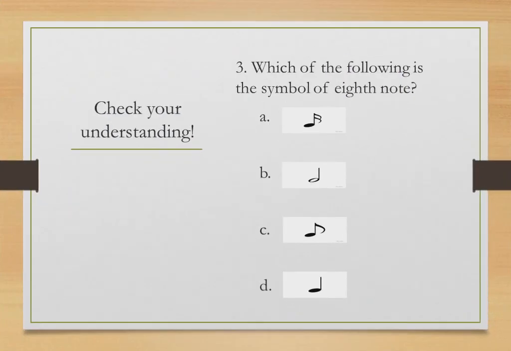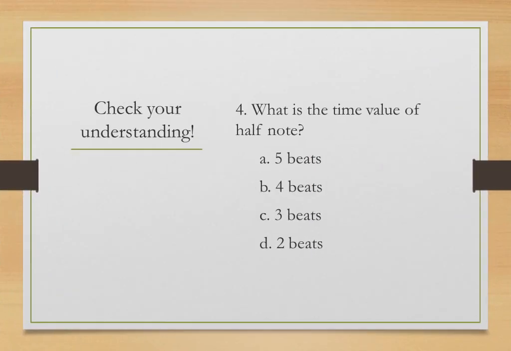Question number 3. Which of the following is the symbol of eighth note? Is it letter A, B, C, or D? The symbol of eighth note is letter C. Question number 4. What is the time value of half note? A, 5 bits, B, 4 bits, C, 3 bits, or D, 2 bits? The time value of half note is 2 bits, letter D.